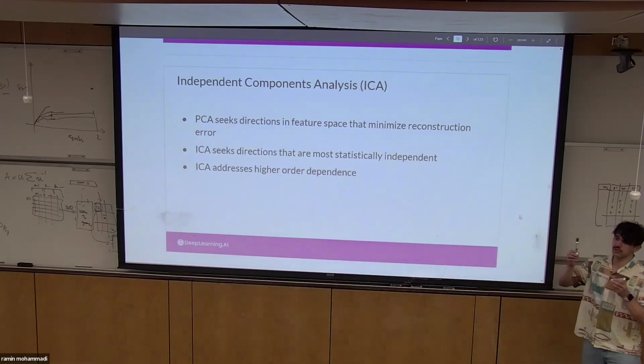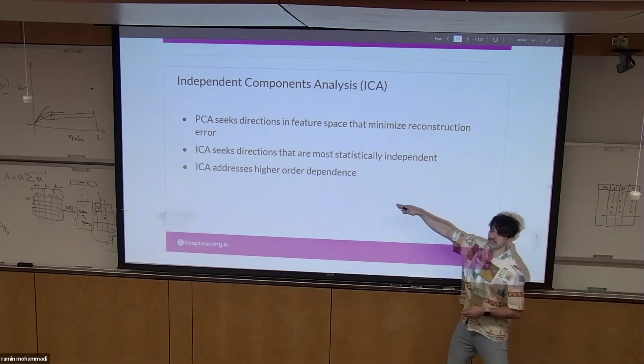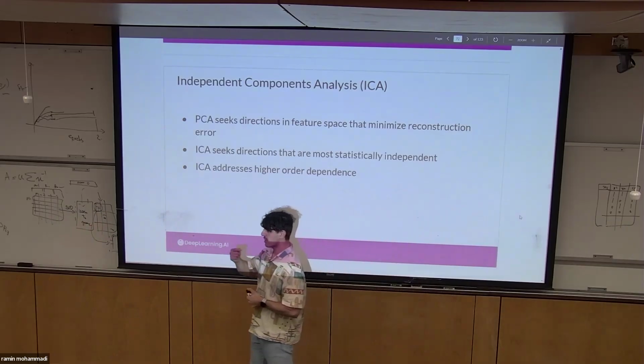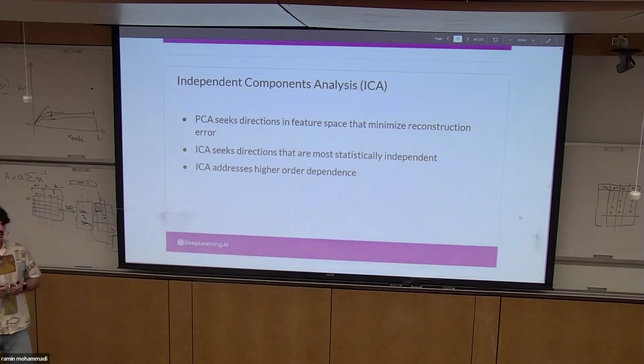So you want to find 2 dimensions. There's no reason for them to be perpendicular, but they should be independent of each other, any dimension that you are finding in ICA. Also, it can address higher-order dependency. Higher-order dependency means that, from the PCA perspective, PCA looks at the correlation between 2 features, X versus Y.